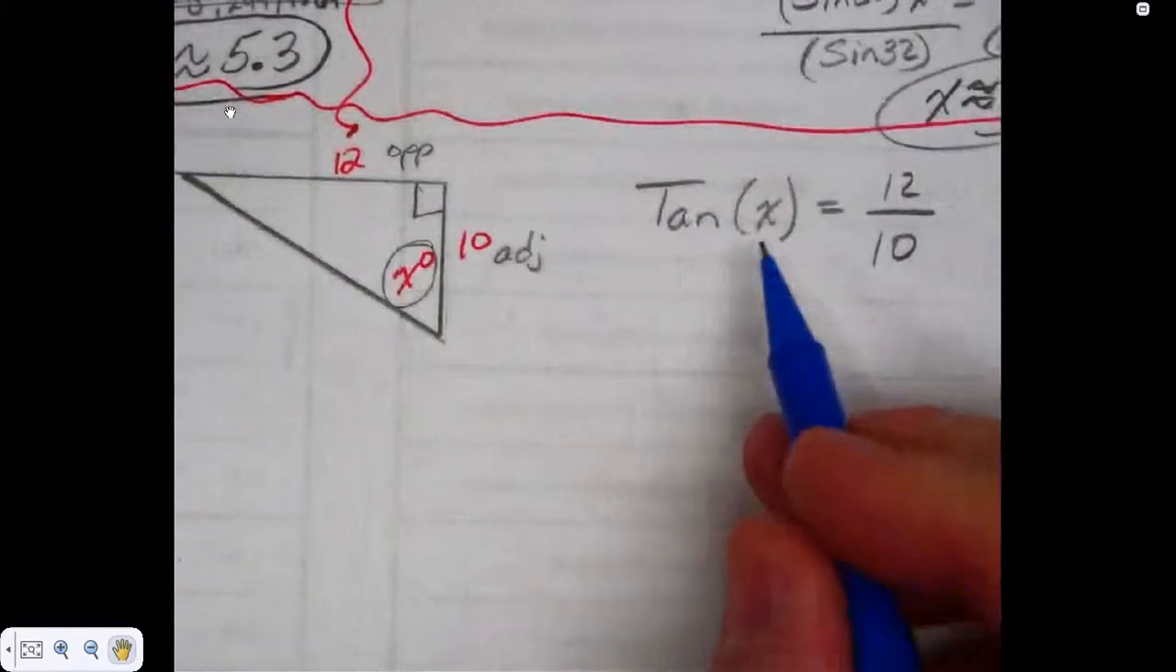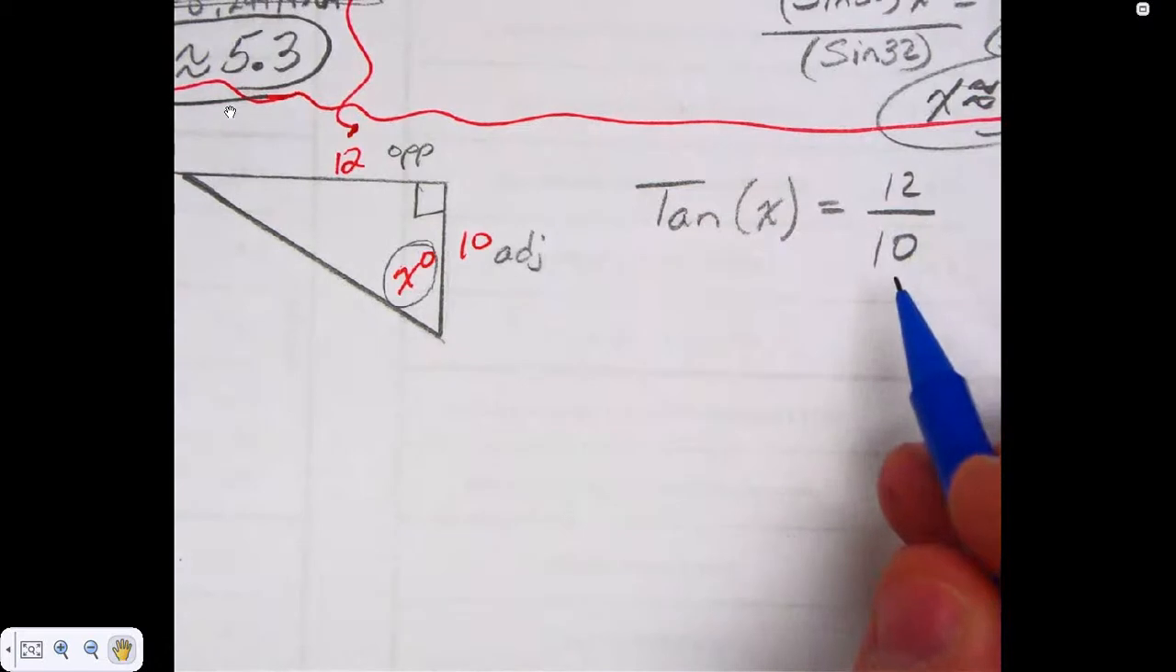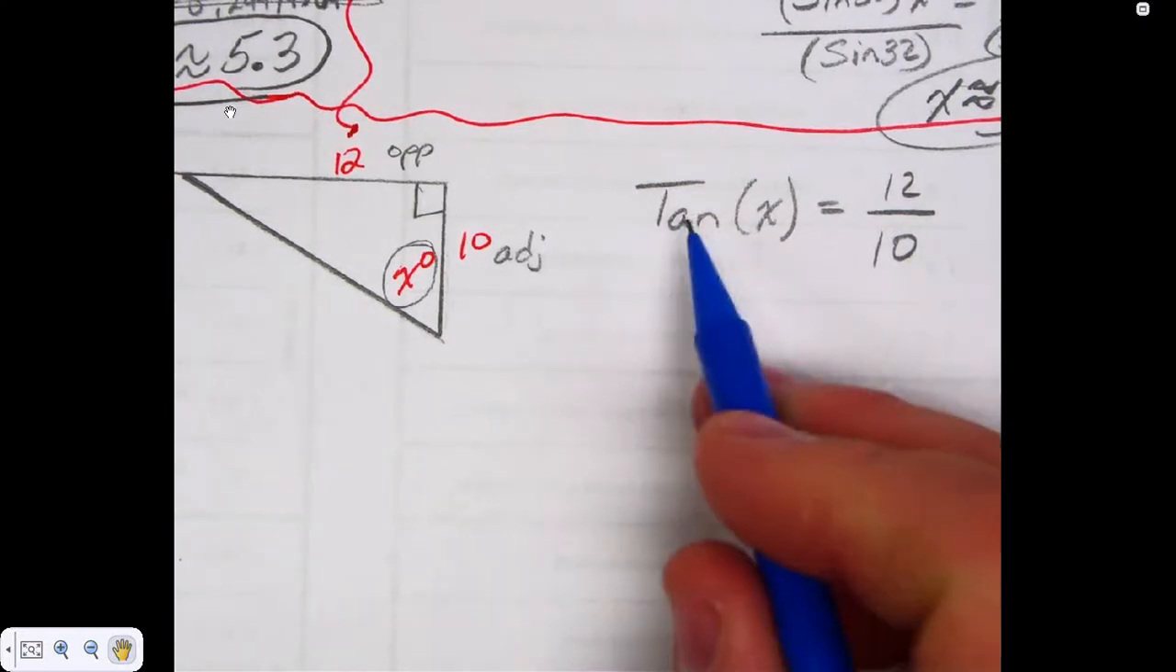What that is, and don't tune me out because it sounds weird, all it is is answering this question: what angle's tangent is 12 over 10? What angle's tangent is 12 over 10?